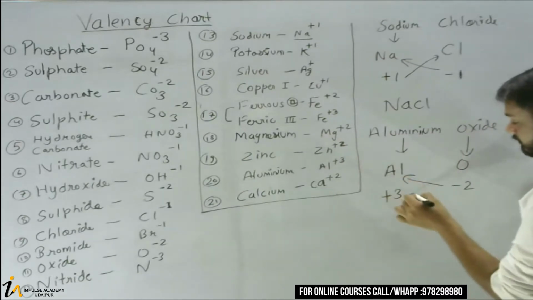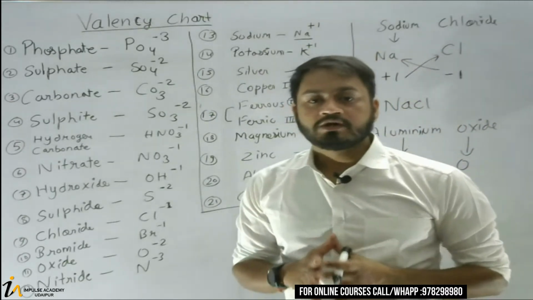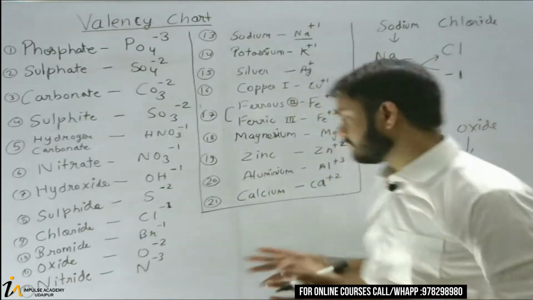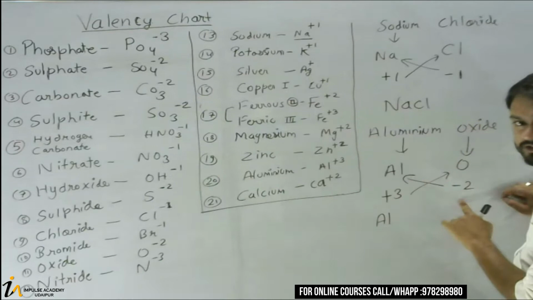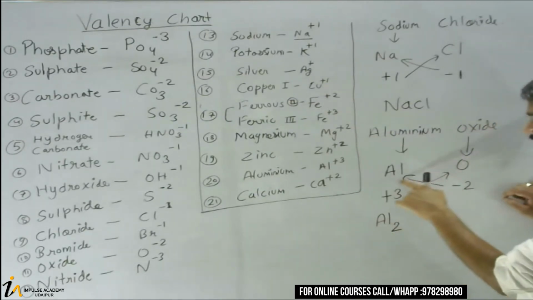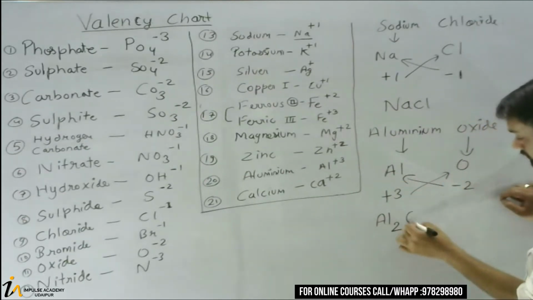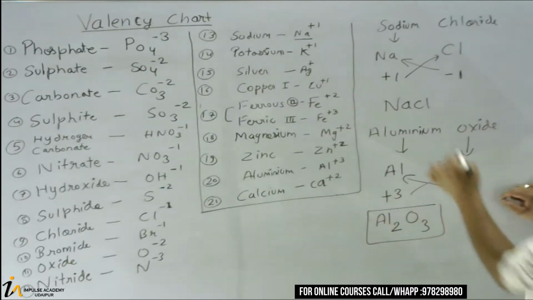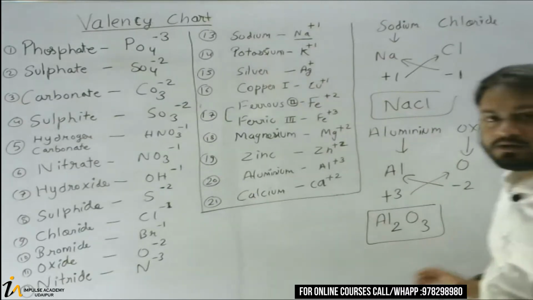So we'll take here and we'll shade it. Don't consider the charges now, just write as it is after crossing it. So if we write Al, now the charge, the valency, will cross, so it will be Al2 because the 2 of oxide will go to this aluminium. And the oxide will become 3. So it will be Al2O3. This is the formula. Okay, this is the basic formula.